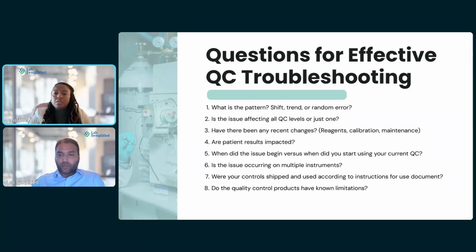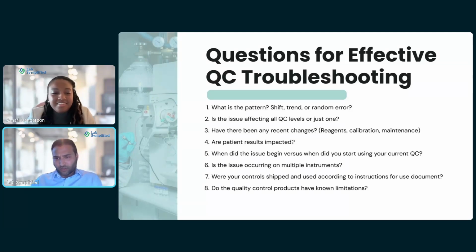Amari, we do have a question here, and there's a couple of questions. I think I can combine them in just one. So the first question is, what is the difference between a shift versus a trend? Are they both the same? Please be specific. And the second question that follows is, is a shift just a few points versus a trend, which is a lot of points going up or down from the mean?